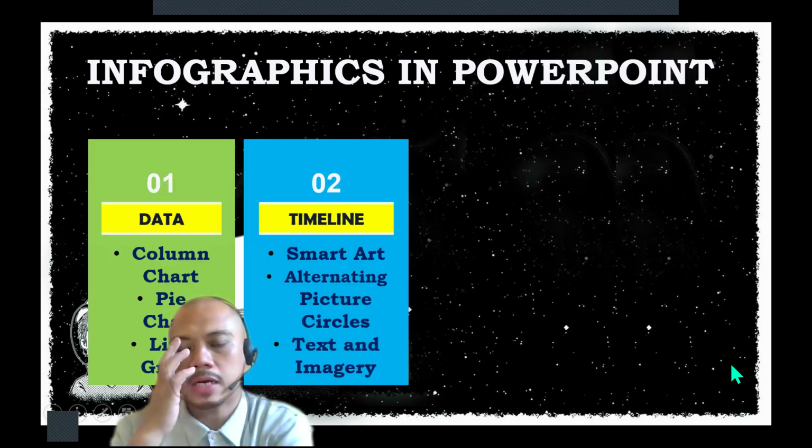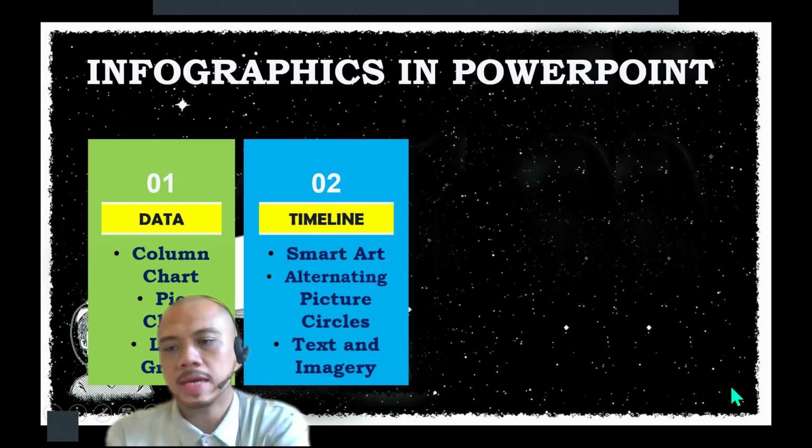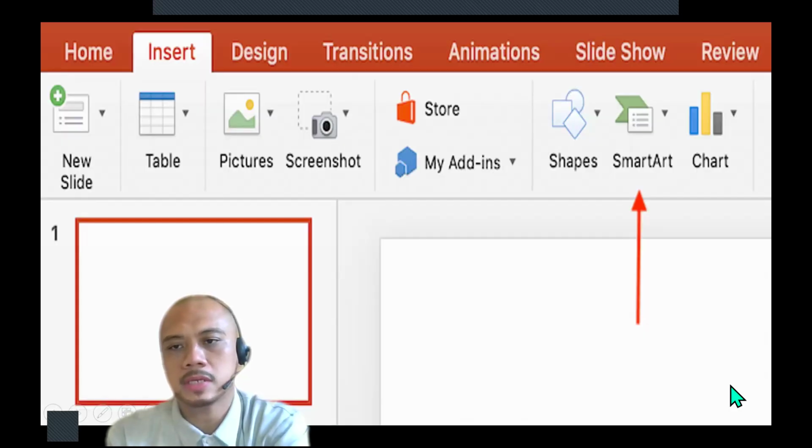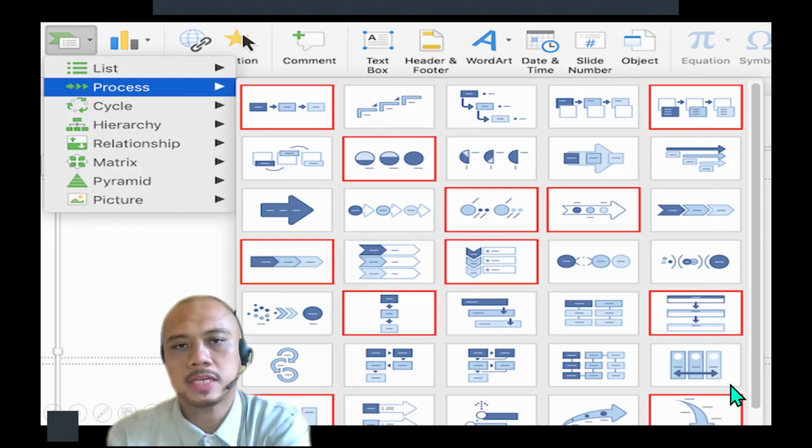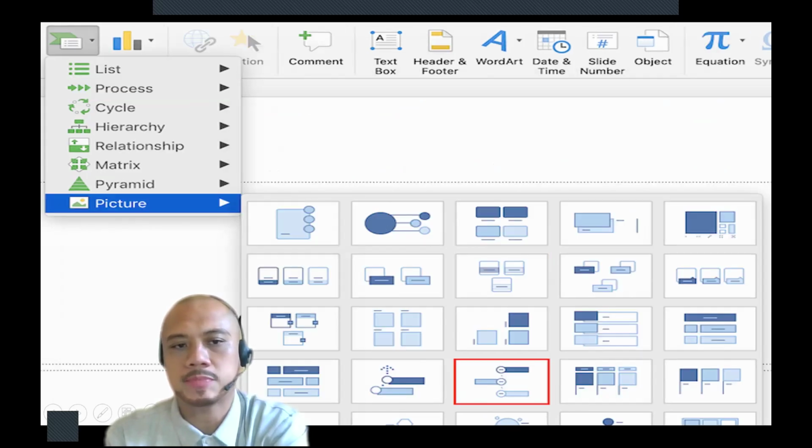timeline. What to use? SmartArt, alternating picture circles, text, and imagery. Now, let's see the timeline. Go to SmartArt, process, and you would see it in there. You can see it, right? If you want to show a timeline or basically a process for that matter. You can also add some pictures. I could not say exactly what year this was added, but it has been in PowerPoint for quite some time. But it's there in PowerPoint if you're going to check it out.